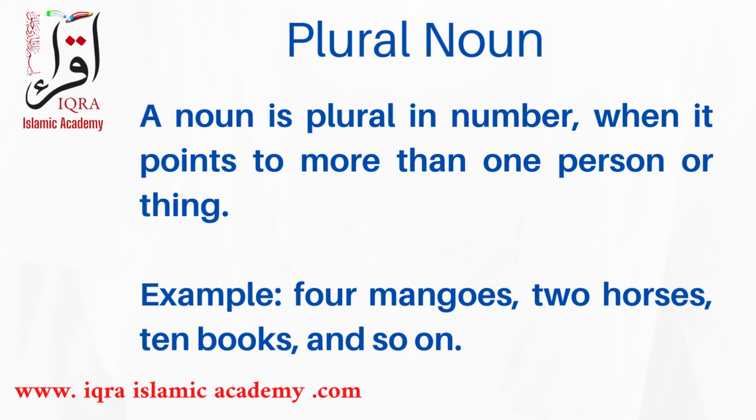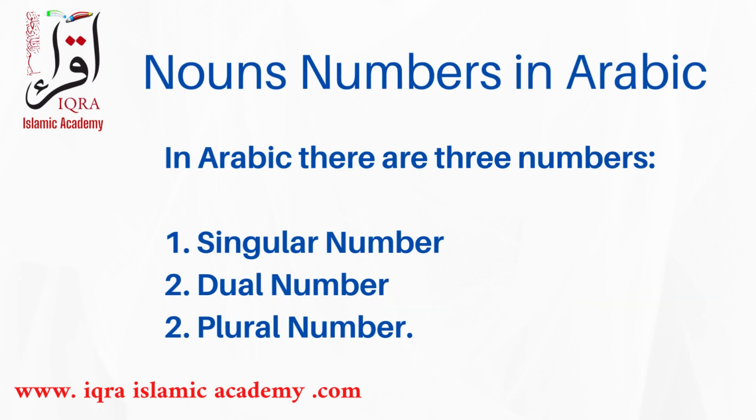But in plural noun, a noun is plural when a noun indicates more than one person or more than one thing. You can see in the examples four mangoes, two horses, 10 books. You can see that in English plural, two or dual also comes in the plural number. But in Arabic, there are three numbers, singular number, dual number, and plural number.